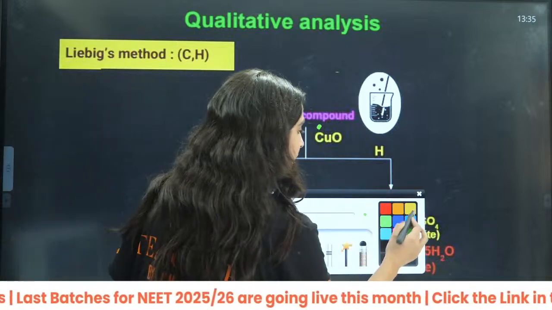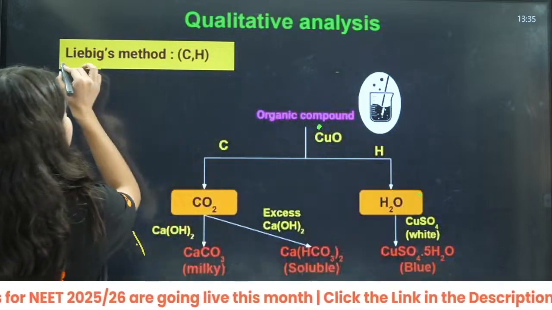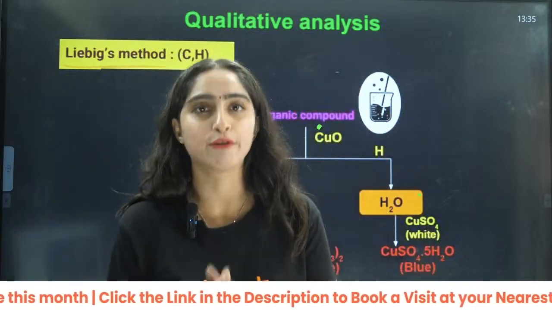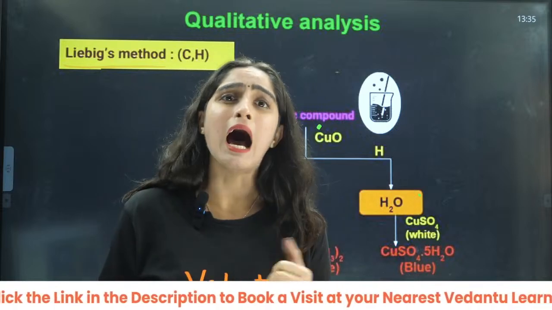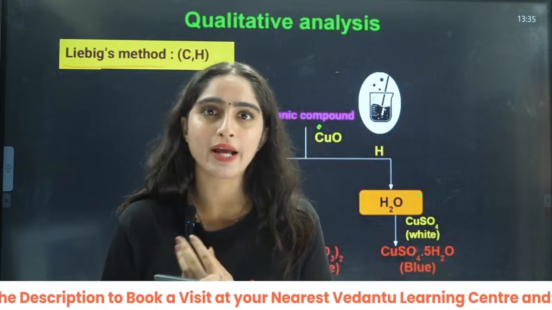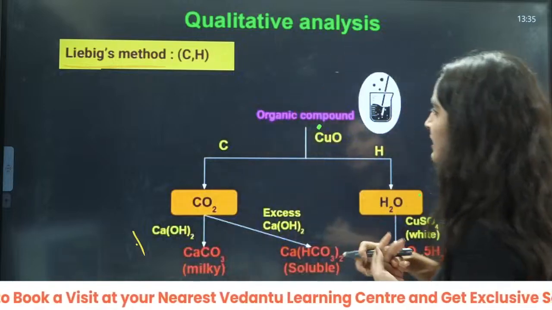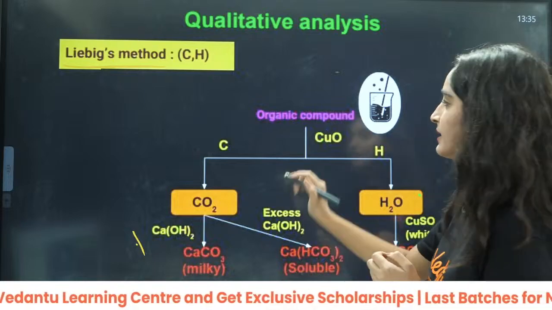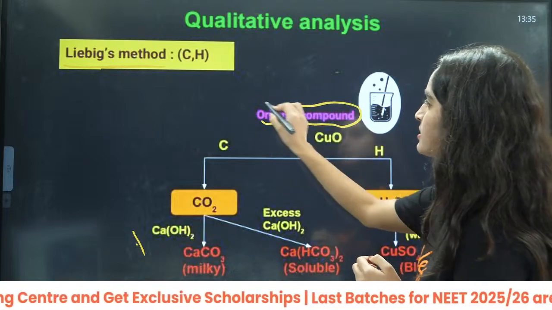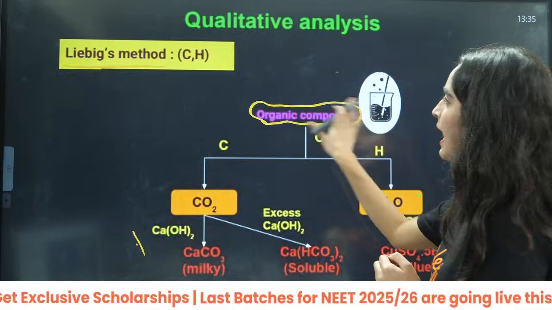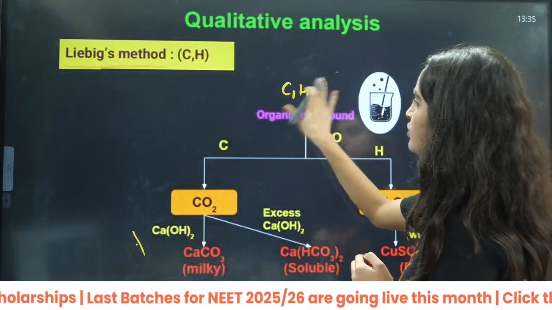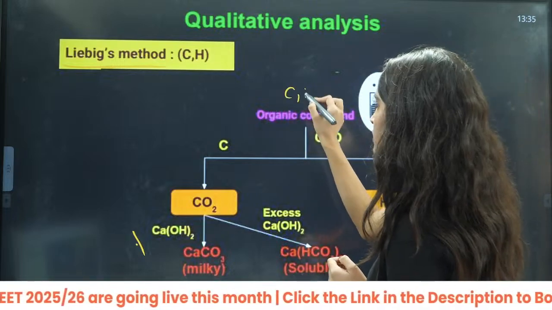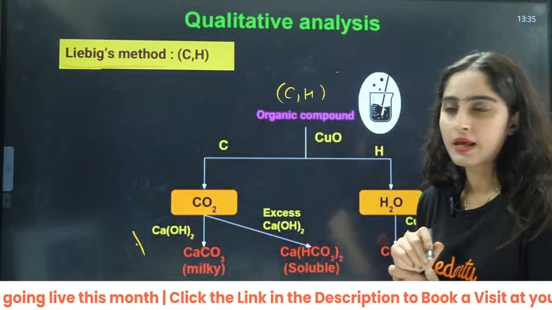First is the Liebig test. In the Liebig test, you have the identification of carbon and hydrogen. So how to identify carbon, how to identify hydrogen? We know that in the organic compound, for example, we are reacting this. This is your organic compound, and it has carbon and hydrogen in it.